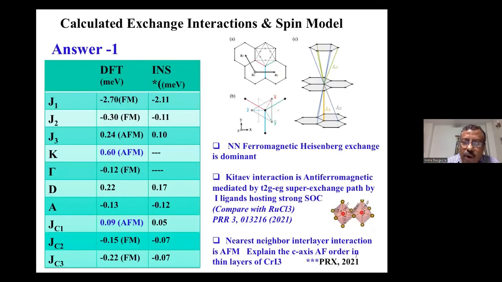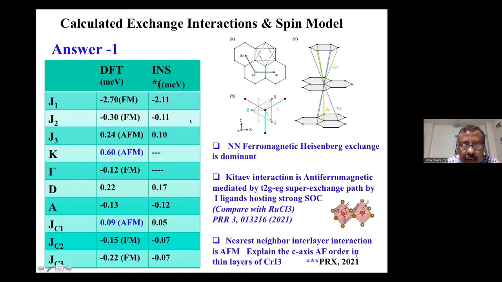This is where we got into estimating these parameters using density functional theory. We are not the first to do that, but we did a careful calculation, and that brought about a few new features. The leading scale that we figured out is a strong ferromagnetic nearest neighbor exchange interaction. We got a Kitaev interaction which is smaller than the nearest neighbor Heisenberg interaction, but most importantly, the Kitaev interaction happens to be antiferromagnetic. We also have a Dzyaloshinskii-Moriya interaction and single ion anisotropy. Then we also evaluated the interplane exchange interaction, and we find the nearest neighbor interplane interaction to be antiferromagnetic.